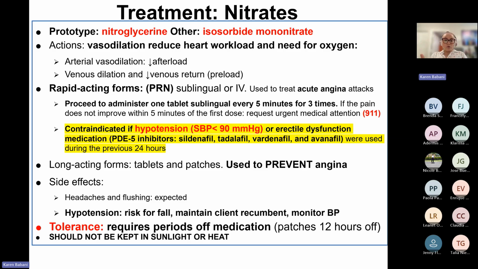Very important, they develop tolerance. So if your patient wears a patch, 12 hours on, 12 hours off. They cannot wear this patch 24 hours. Protect this from the sunlight. Also the pills. If the patient goes home with sublingual pills, they're going to be given to them in a dark bottle. Tell the patient to keep them away from the heat and the sunlight, because if not, they're no longer effective. They cannot have this in the garage. They cannot leave them in the car. They need to keep them in a cool and dark bottle.